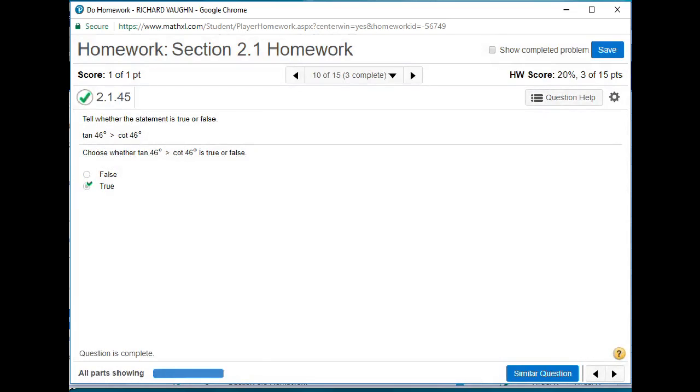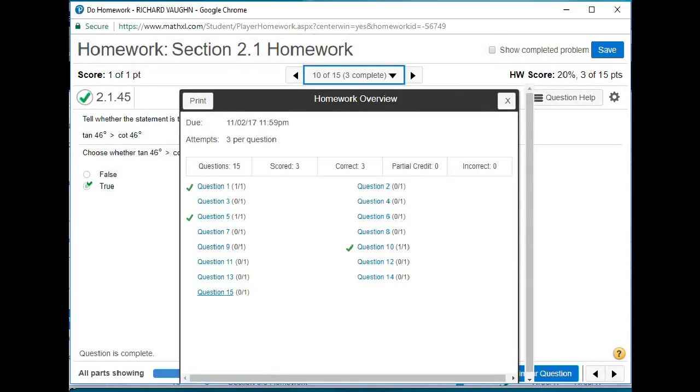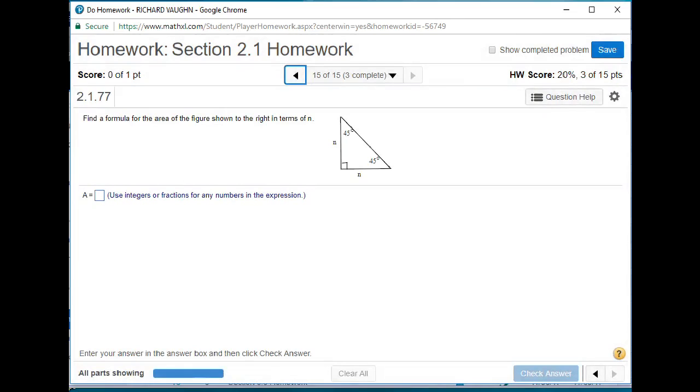All right, and we're going to try one more. We're going to jump up and look at maybe question 15. Find a formula for the area of the figure shown to the right in terms of n. Right, so here we have a 45, 45, 90 triangle. This is one of those, you know, the adjacent side and the opposite side have the same distance, n and n. The hypotenuse here is, you know, square root of n squared plus n squared, or 2n squared.